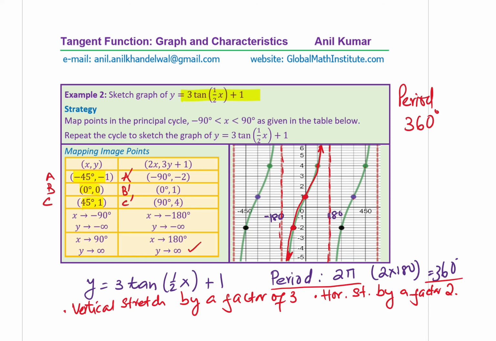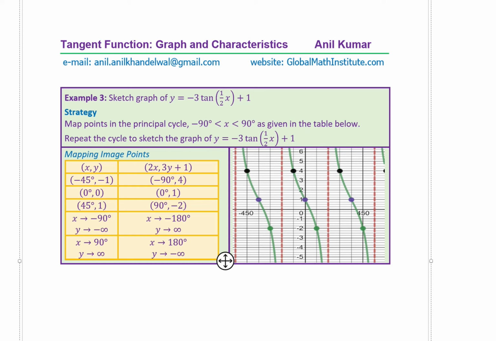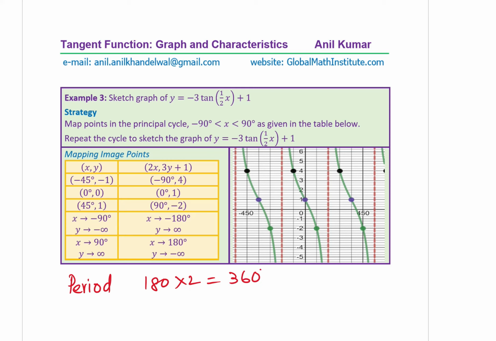Now let's move on and check example 3. We need to sketch the graph of y equals minus 3 tan half x plus 1. So let's begin with the period itself. In this case, the period will be what? It is getting multiplied by 2, right? So once you multiply that by 2, it is normally 180, and 180 times 2 will be 360 degrees. So we have a period of 360 degrees in this particular case.